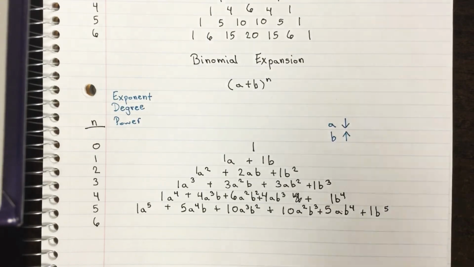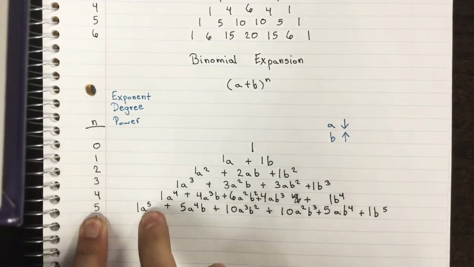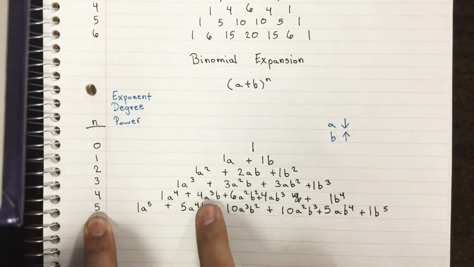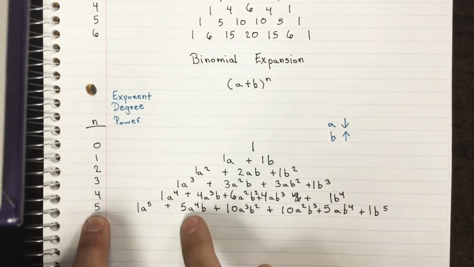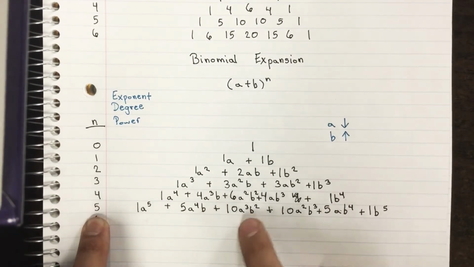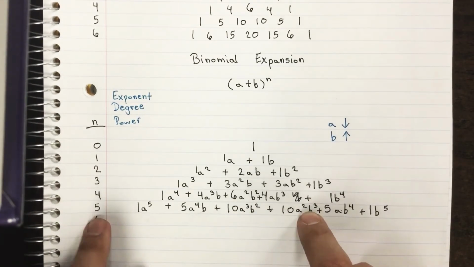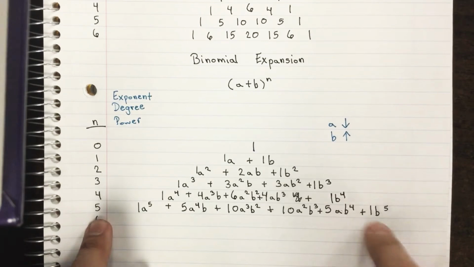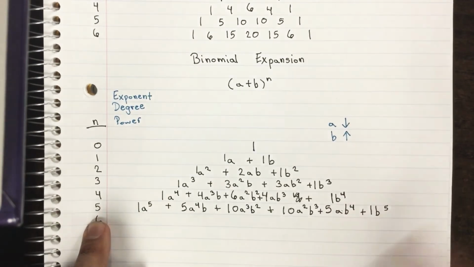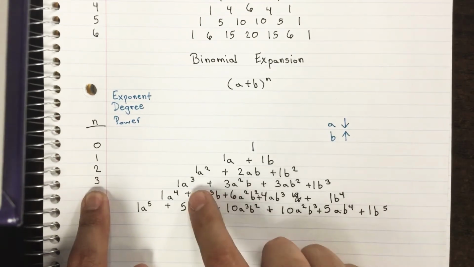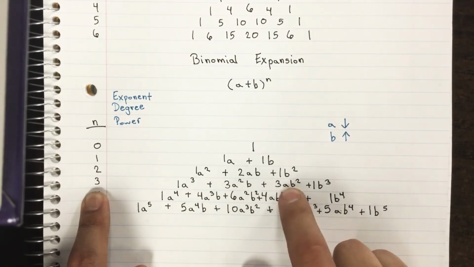The last thing I want to say is look at these powers. If this power is 5, what's the total power for this term? 5. What's the total power for this term? Well, 4 and 1 is 5. 4 and 1 is 5, so it equals 5 again. 3 and 2 equals 5. 2 and 3 equals 5. 1 and 4 equals 5. And then 5 is 5, right? And that could be the same even if we look back here. 2 and 1 is 3.